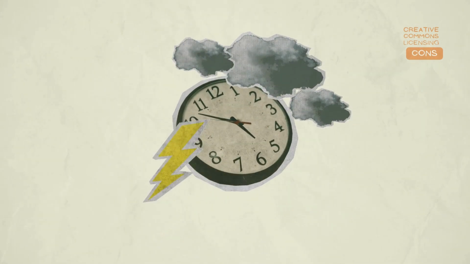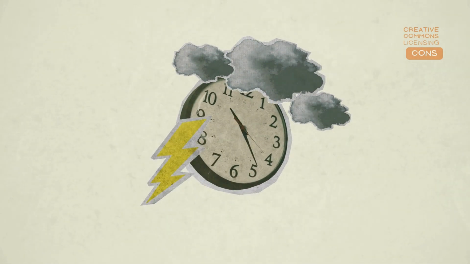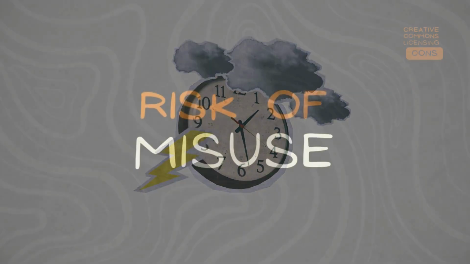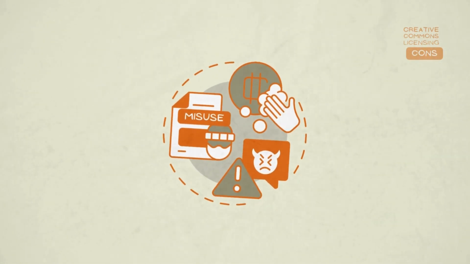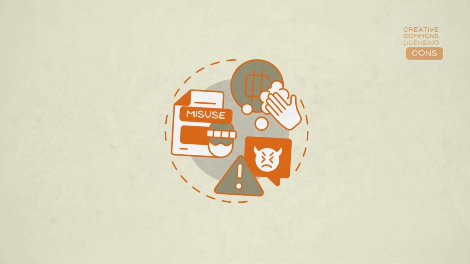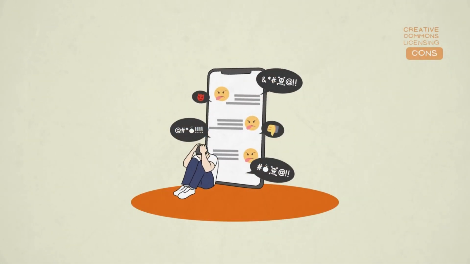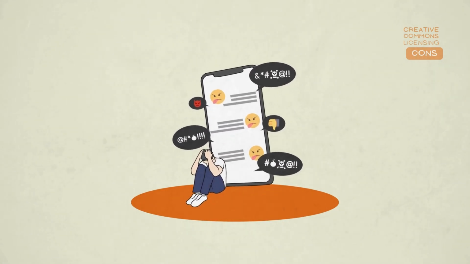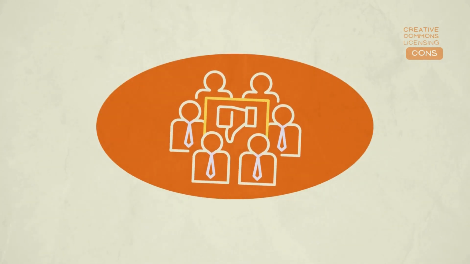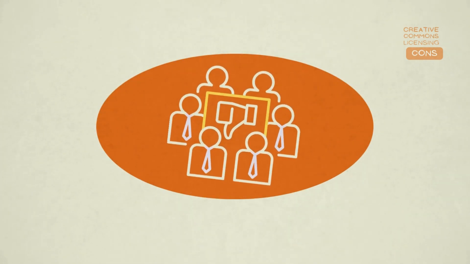Or it might be time-consuming for you to update all licenses of the work you want to sell. Second is the risk of misuse. There's always a risk that someone might misuse or misattribute your content. It can diminish your ability to control how your work is presented and perceived. This can discourage other creators from using CC licenses.